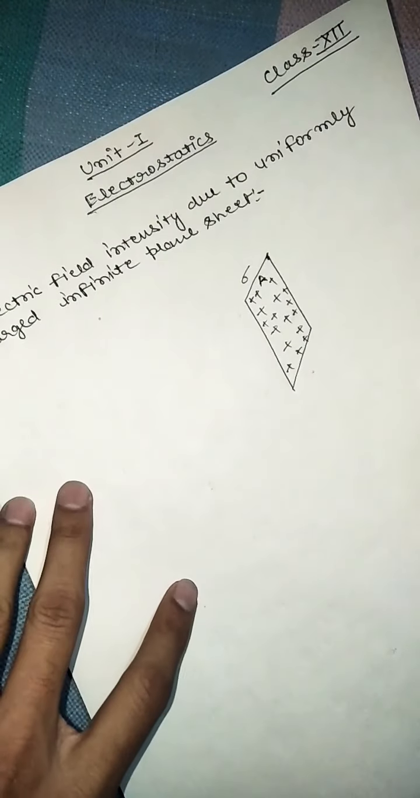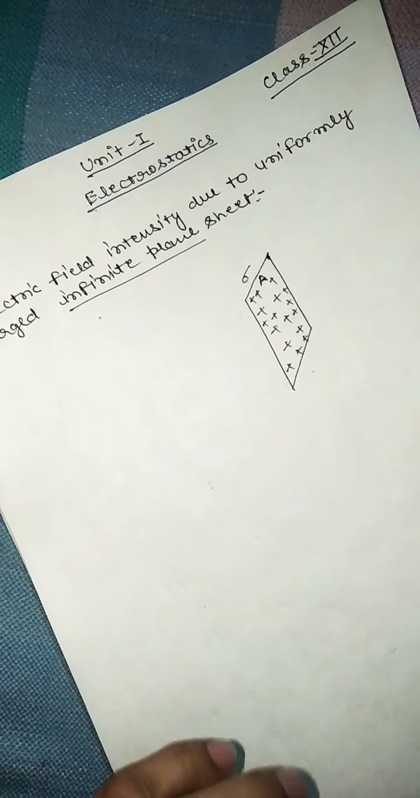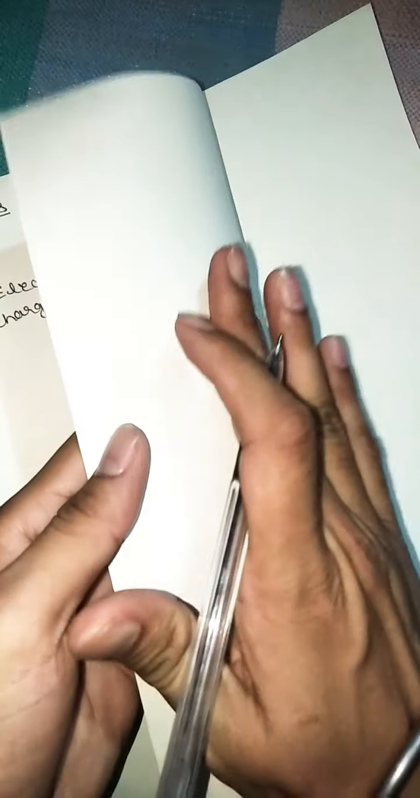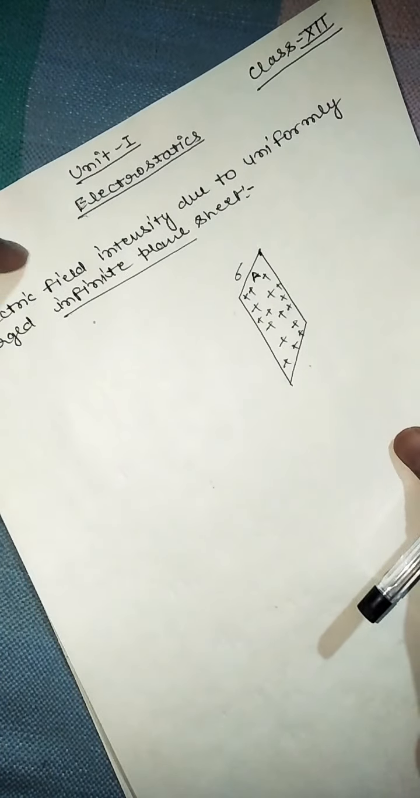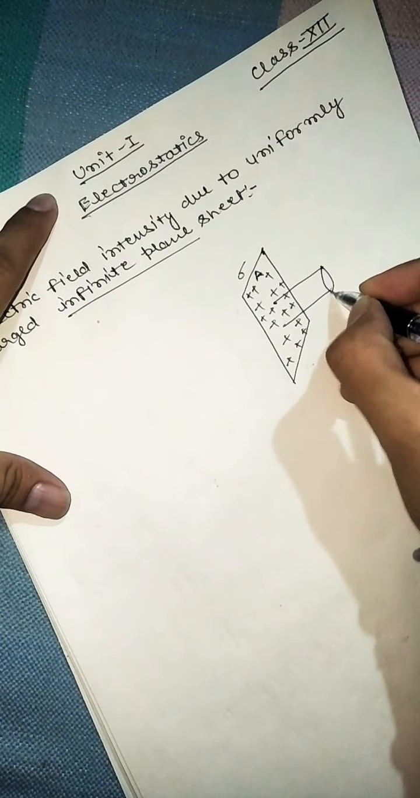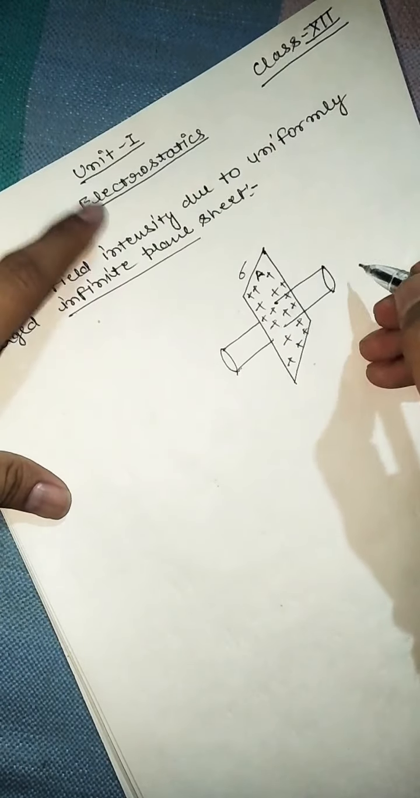For an infinite plane sheet, there is a very important thing we have to keep in mind, that is it has two surfaces. Like a plane of paper that I am having, this one is one surface and the second one is this surface. That means it has two surfaces. Likewise, we are considering here a Gaussian surface on the two sides, like this.